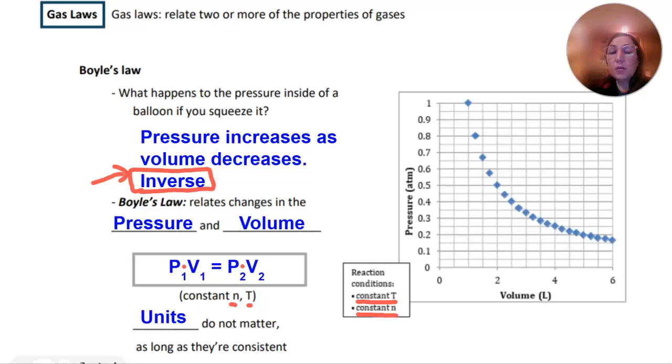The units don't really matter as long as they're consistent, right? You just have to have both pressures in the same units. They could both be in millimeters of mercury. They could both be in torr. They could both be in atm. Your volumes could both be milliliters or they might both be liters. So long as they're the same units, it doesn't matter.